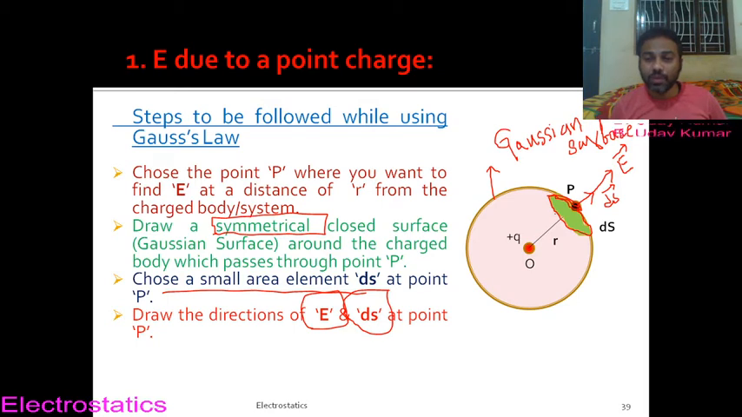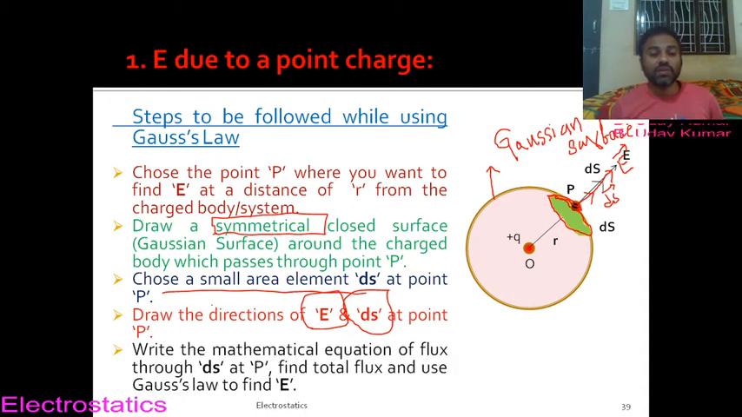Now at point P I have constructed the directions of E and ds. Is that clear? In this case the directions of E and ds will be along the same direction, that means the angle between E and ds will be 0. Let us move on to this one. Even here you can see the directions of E and ds will be along the same direction, which is the outward direction.